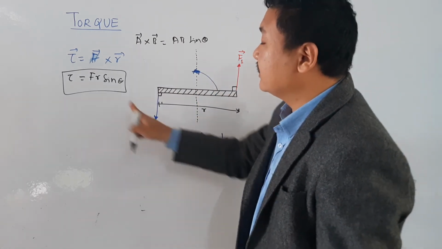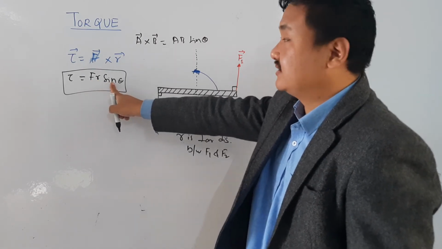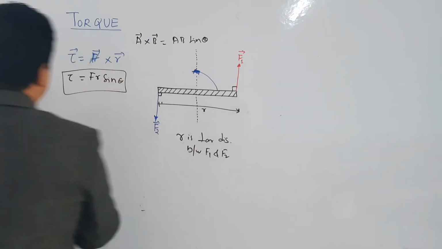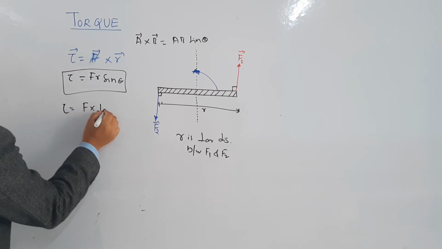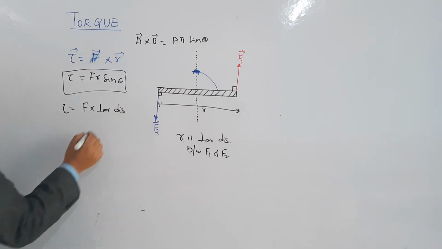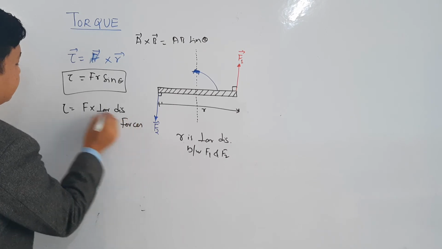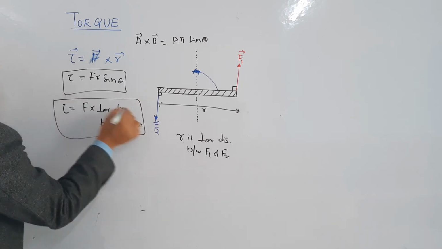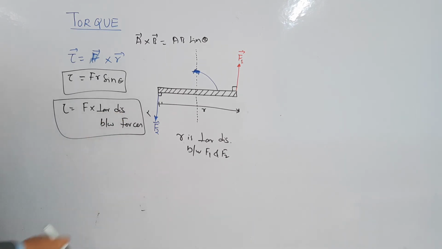It means that it is force into perpendicular distance and sine theta, or simply you can write torque is equal to force into perpendicular distance, the distance between the forces. This is very important, please remember. Torque is force into the perpendicular distance between the forces.